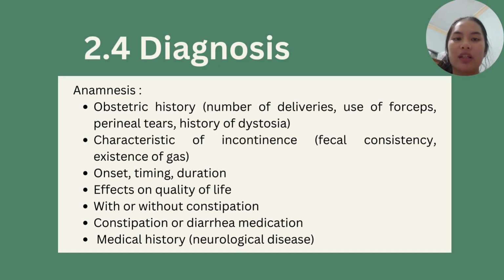The diagnosis of fecal incontinence is obtained from history taking and physical examination. Essential history that can be asked to the patient includes obstetric history like number of deliveries, use of forceps, perineal tears, history of dystocia, and then characteristics of incontinence like fecal consistency and existence of gas, and then onset, timing, and duration, and then effects on quality of life, and then fecal incontinence with or without constipation, and constipation or diarrhea medication, and then medical history like neurological disease.